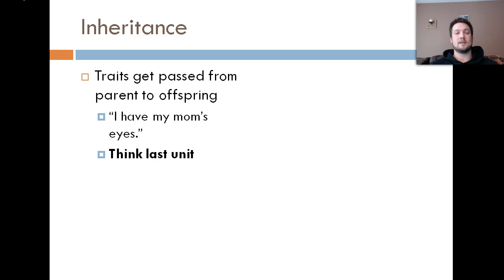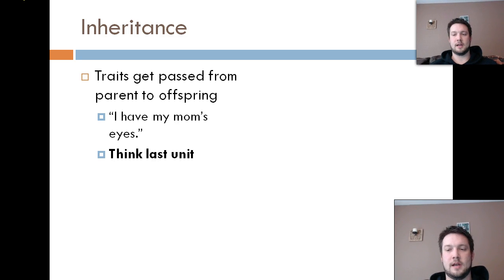So as you know, traits get passed from parent to offspring. And that goes for any living thing. That could be a human, or it could be a tree growing outside, or a cockroach scurrying around in the corner, or the bacteria that live in your intestine. Sorry, I had a couple sneezes there I had to edit out.